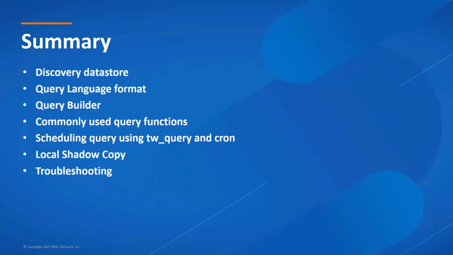Here is the summary of what we discussed today. We talked about Discovery data store. We discussed query builder and format. We saw use cases around commonly used query functions. We discussed how to schedule a query using cron job and tw_query utility. We discussed local shadow copy and the steps to query it. And we reviewed troubleshooting steps to identify why a query is failing.